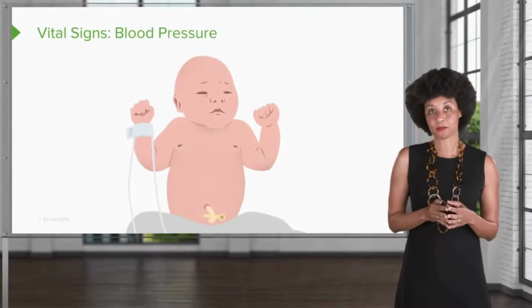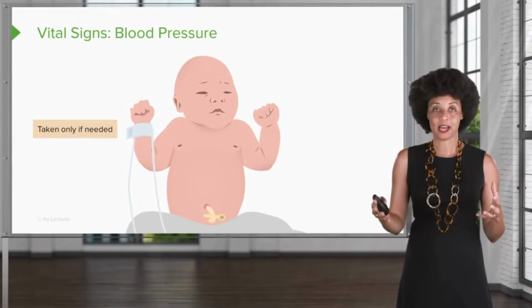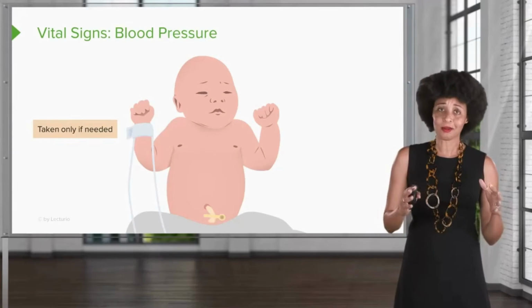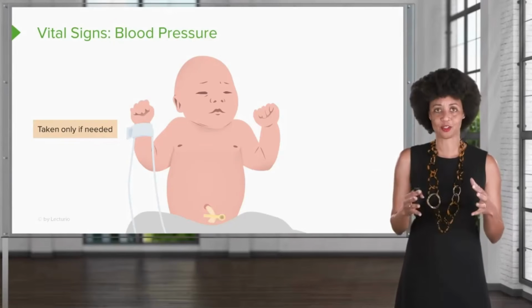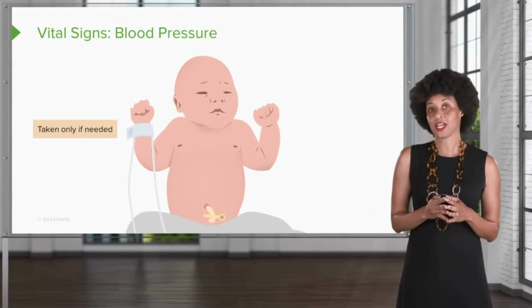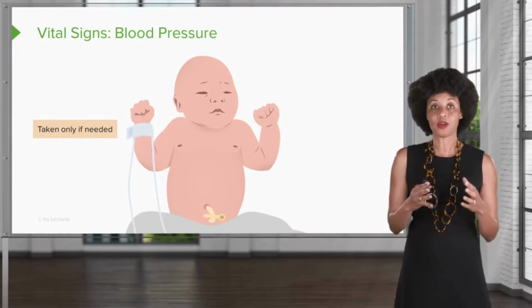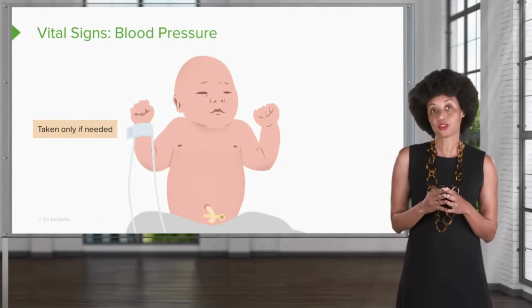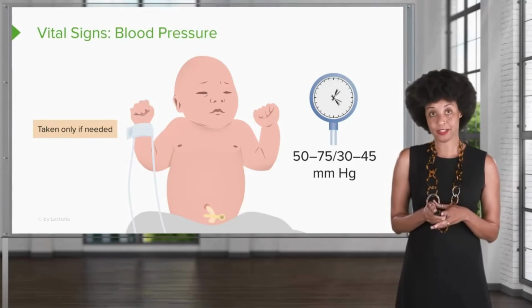Now let's talk about blood pressure. This is another vital sign that we don't check on every baby every time. We used to, a long time ago, check all 4 quadrants. So we did both arms and both legs, and we checked blood pressure on every single baby. But we realized that that wasn't necessary unless the baby was experiencing some difficulty. However, if you have an order to check a blood pressure, you can expect the range to be anywhere from 50 to 75 systolic, over 30 to 45 diastolic.